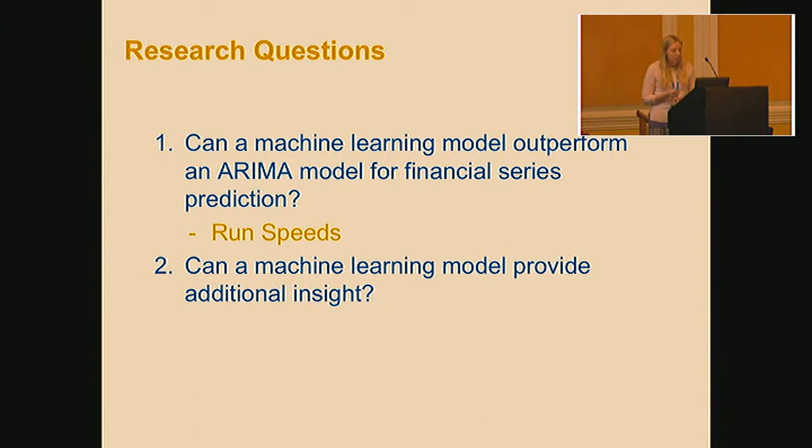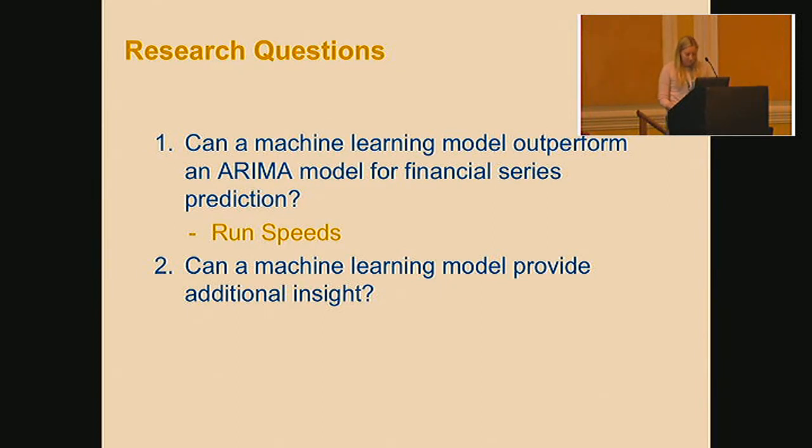I also wanted to take into consideration run speed. As an extreme example, an analyst may not want to wait 3 days for a 90% accurate result when they could get an 80% accurate result in 2 hours. Faster model runs would also give an analyst time to then perform additional analysis and gain additional insight. And then my second question was, can a machine learning model provide any additional insight over an ARIMA model, whether it can outperform or not?